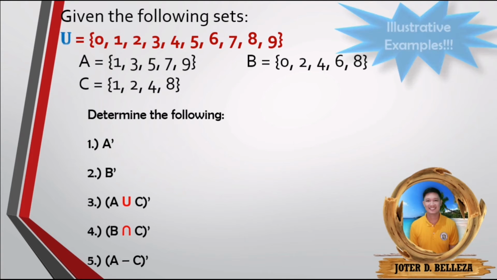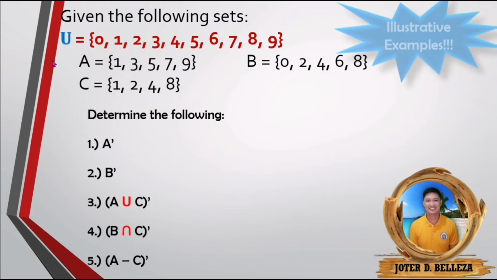Okay, so let us take the first example. Number 1, we are going to determine the complement of set A. To determine the complement of set A, all we have to do is to remember that based on the concept of set complements, it is a set whose elements are found in the universal set but not found in the given set. Now, since we are to determine the complement of set A, all we have to do is to focus on set A and the universal set U.